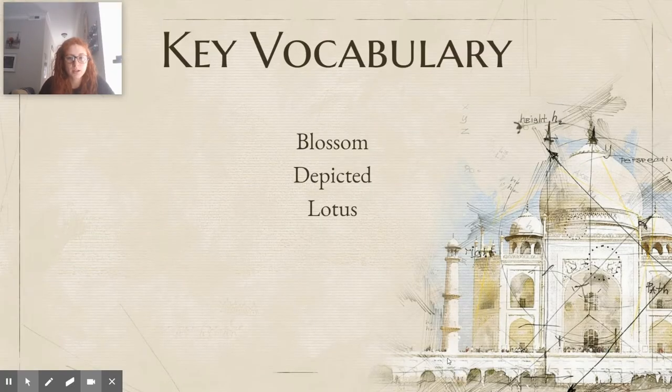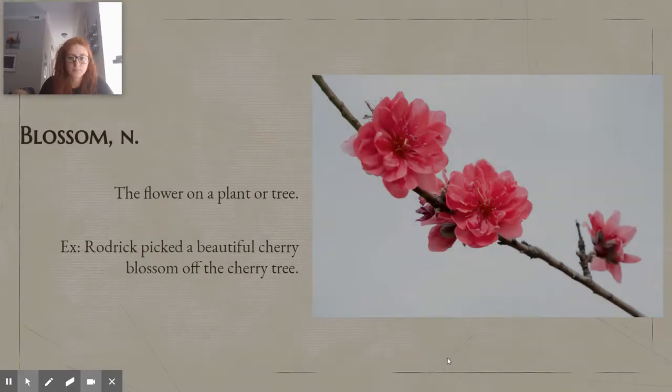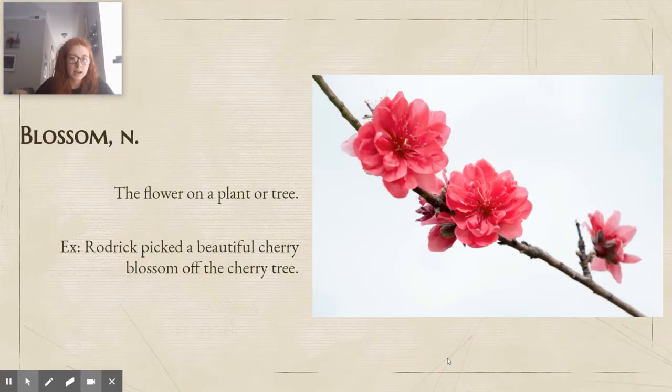Our key vocabulary for today are blossom, depicted, and lotus. Blossom is a noun, and a blossom is the flower on a plant or a tree. Roderick picked a beautiful cherry blossom off of the tree.